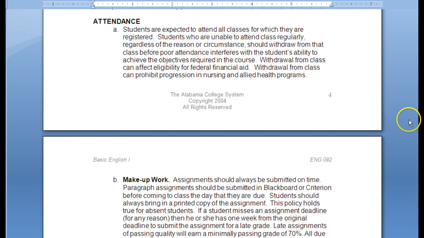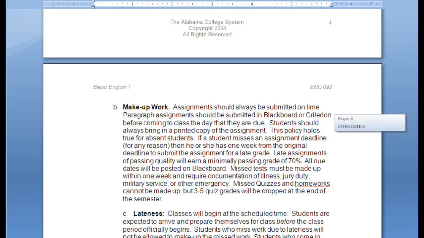Attendance is required. I spoke about this on the first day, but I've found that the students who attend my class regularly almost always pass. The students who do not attend regularly almost never pass my class. So it's not really a matter of how many times you can be absent as what's going to happen to your grade if you're not coming to class.